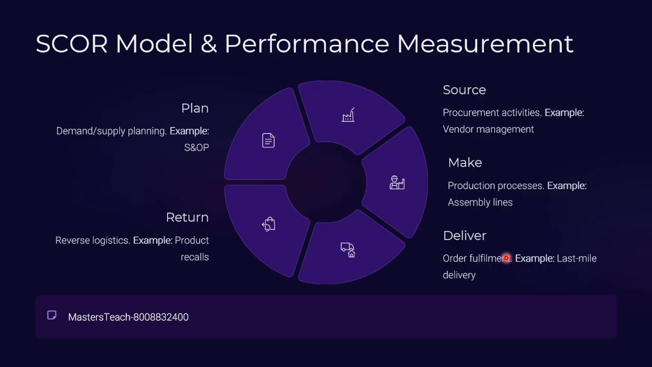Example, procurement activities. Then it comes to make. Make means converting raw material into finished products. For example, manufacturing, assembling and quality control. Example, you can say production and process. Then comes delivery, which means finished goods to customers, includes order fulfillment, warehousing, transportation, last mile delivery. Then example, delivering products to retailers or to customers. Example, order fulfillment.